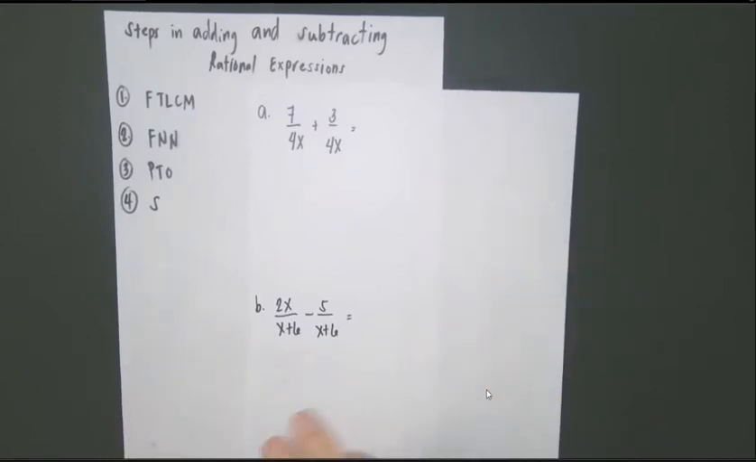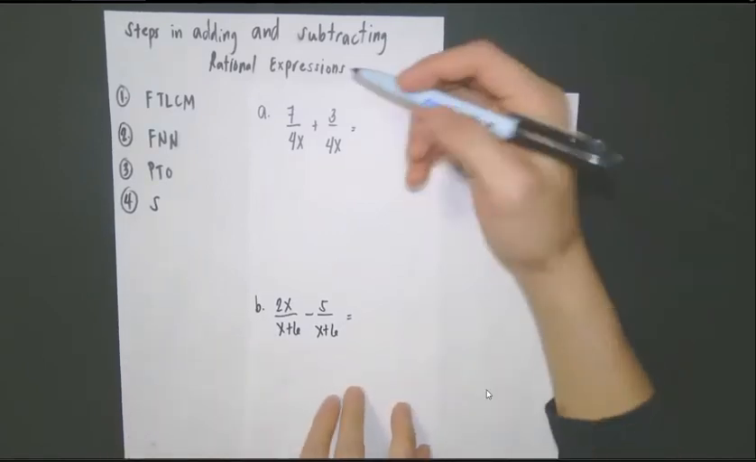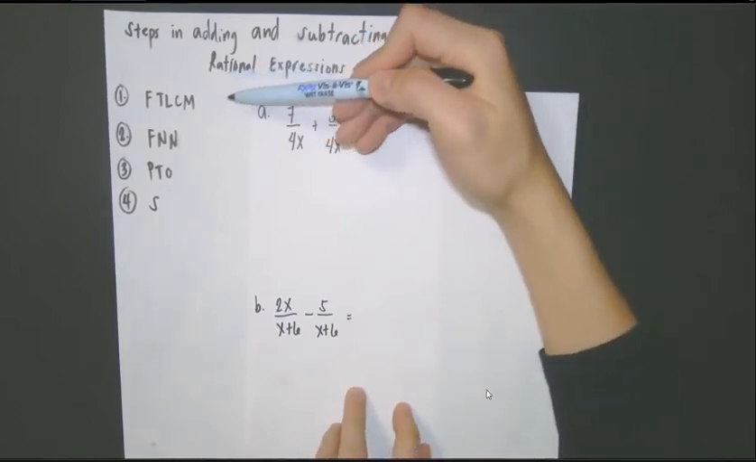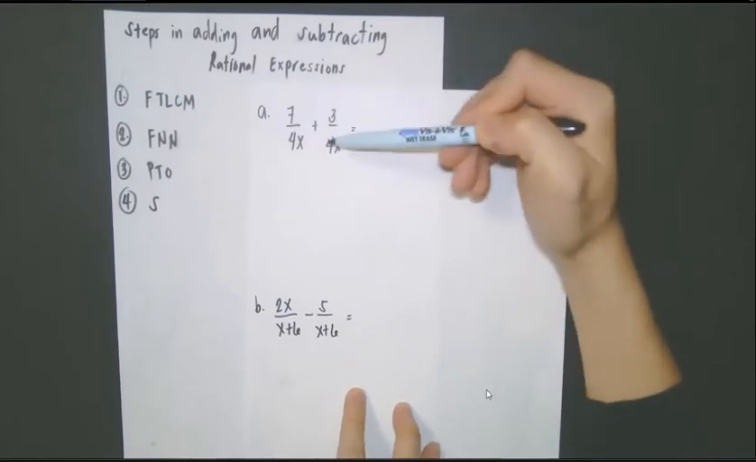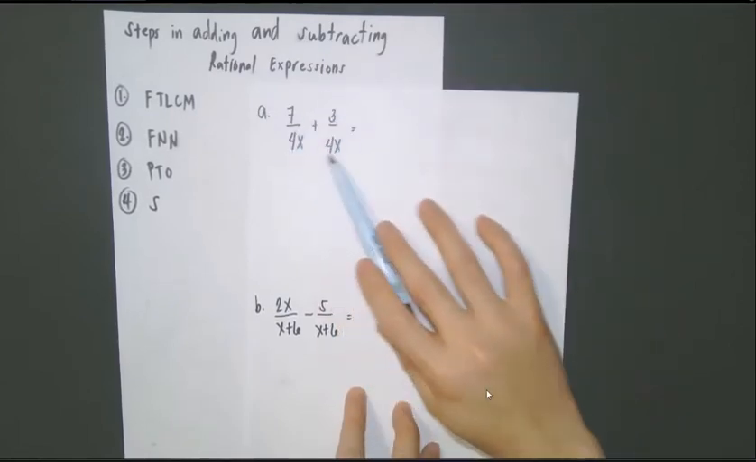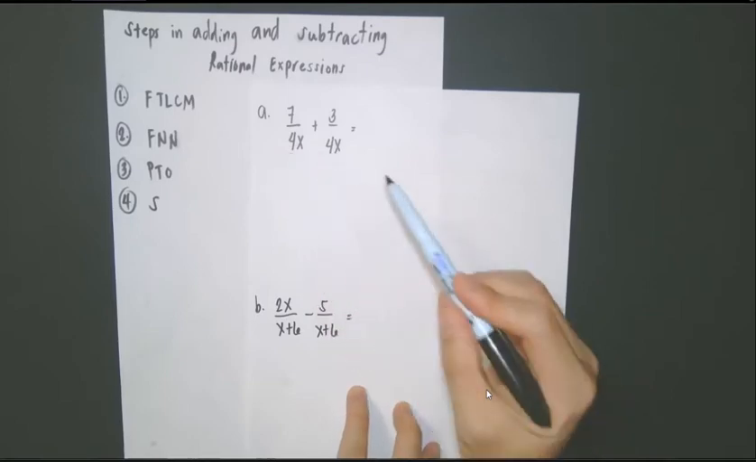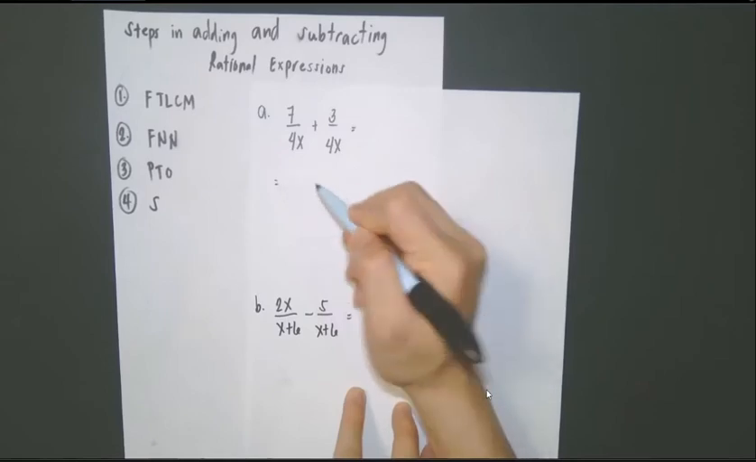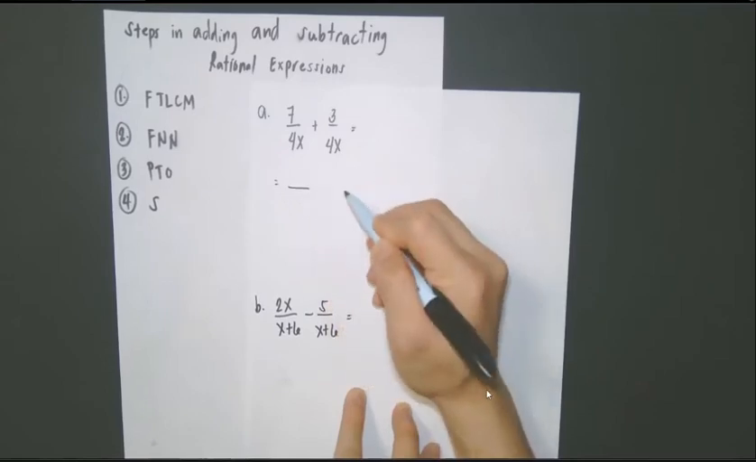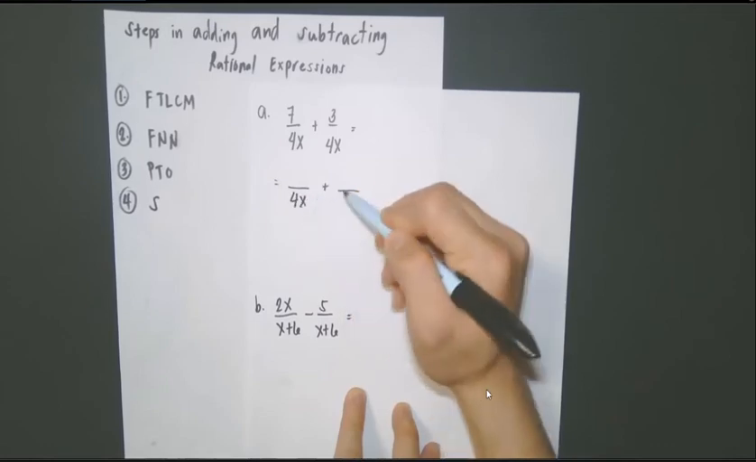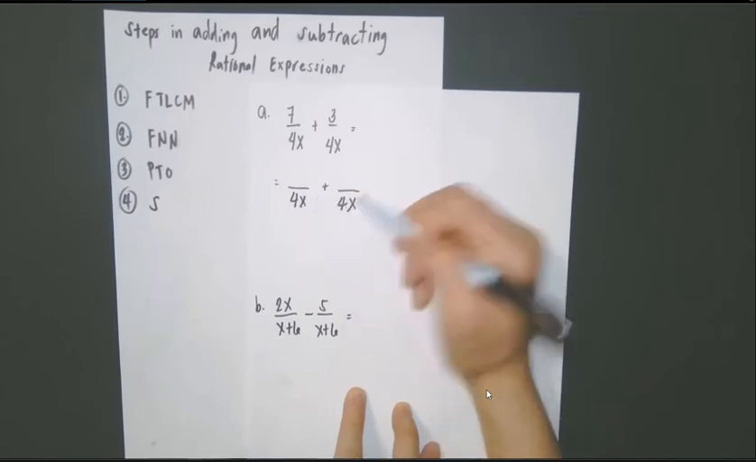So number one is FTLCM, so we need to find the LCM. Now, we only apply the first step if and only if we have different denominators. So in this case, we have the same denominators, so we will skip step one. So we'll just copy the denominators, which is 4x. Both have a 4x denominator.